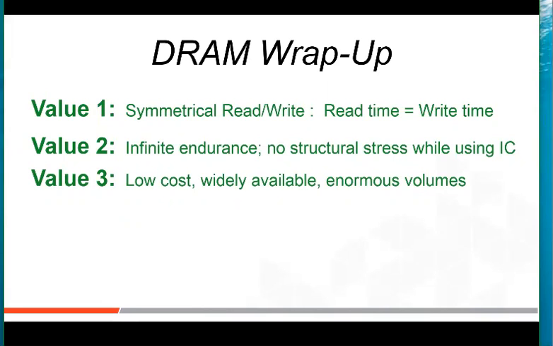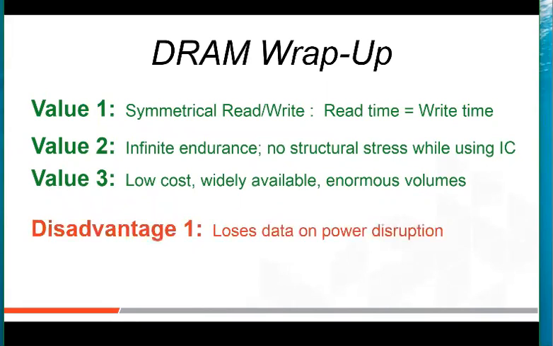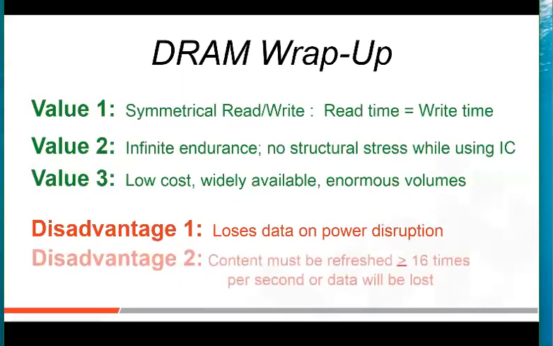Let's talk about disadvantages of DRAM. The one disadvantage is that it is volatile: content will be lost on any power loss to the IC, and due attention must be paid to providing refresh cycles around 16 times each second to each memory cell.